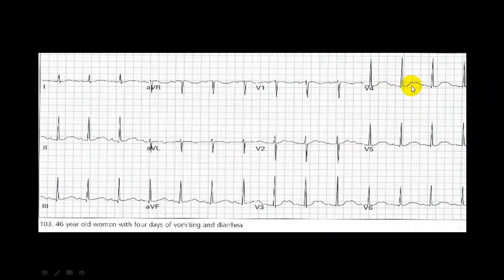Now you can see here, there is a T wave, there is a U wave. You can see this better. It almost appears like two peaks. This is T, this is U. So if you see this in a good number of leads, generalized, always suspect hypokalemia.